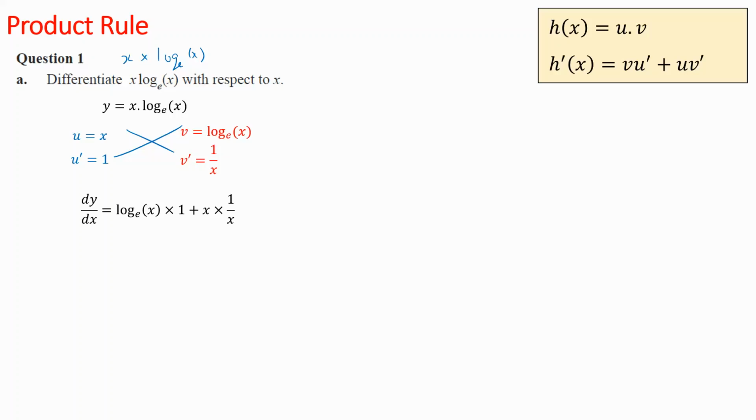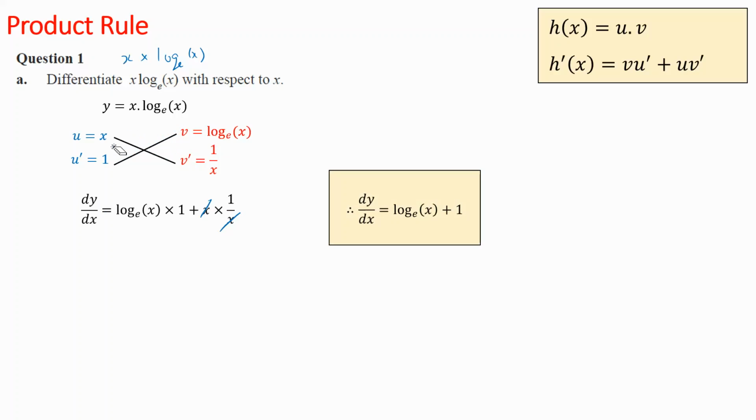So we've got v u dash, log e of x times 1, which is log e of x, plus you've got x, u v dash, so x times 1 on x, which we know is the same thing as 1. So you should finally get log e of x plus 1. Hands up if you got that. Fantastic, I taught you well.